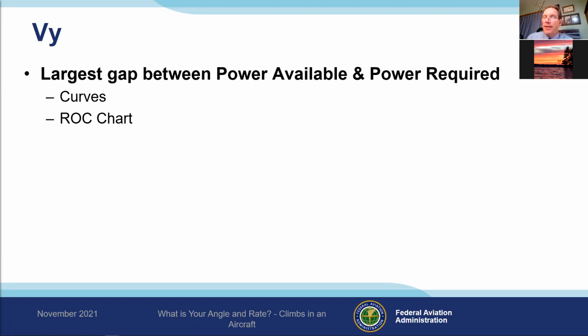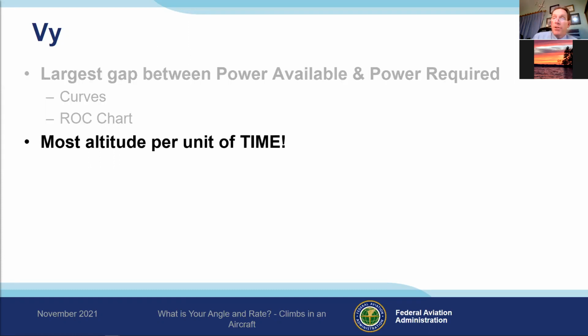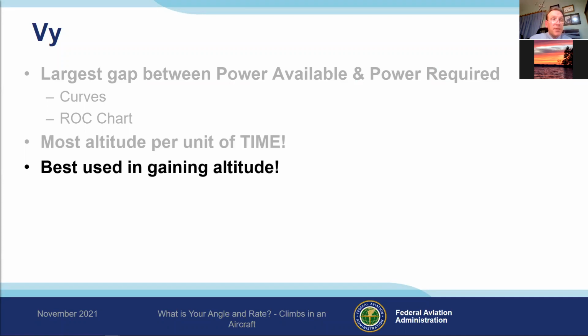I used to teach in a DA-42 and it always amazed me at how great they were at the low end to just get up and go because they had so much power and torque available to them. We'll take a look at this a little bit with the curves and rate of climb chart. As we mentioned earlier by the part 1 definition, what we also see in the Airplane Flying Handbook, VY is the most altitude per unit of time, not by unit of distance. It's best used in gaining altitude, of course.